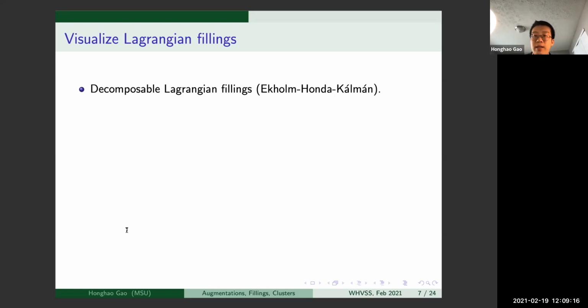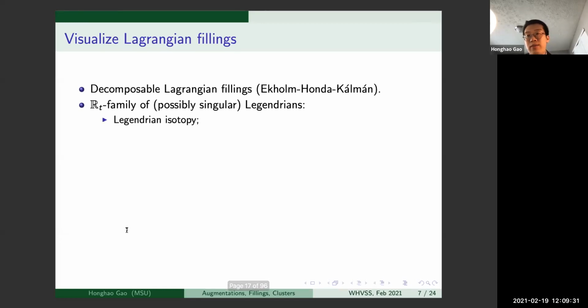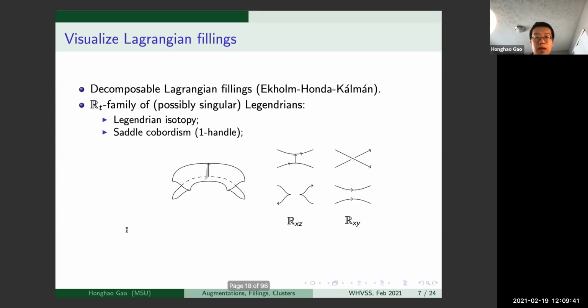So their basic idea is you can think about the Lagrangian filling as a movie of possibly singular Lagrangians. And what you're allowed in the movie is a finite list of moves. So first of all, you allow certain Lagrangian isotopies. And when you graph the isotopy, you get an exact Lagrangian concordance. And then for the non-trivial moves, you can do the saddle cobordism, which is a one-handle attachment.